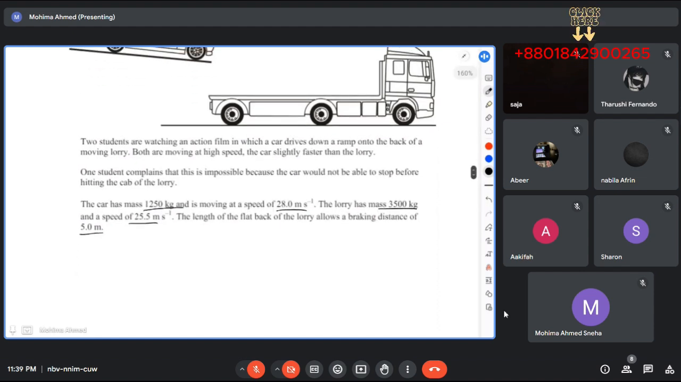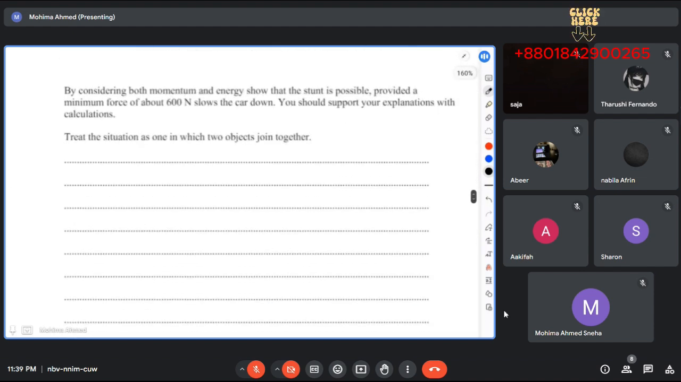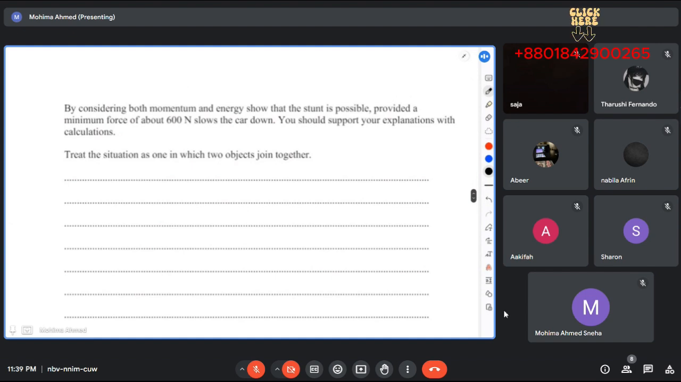Using all this information, they are asking that by considering both momentum and energy, show that the stunt is possible, provided a minimum force of about 600 newtons slows the car down. You should support your explanations with calculations. Treat the situation as one in which two objects are joined together. They're also saying that obviously this is the scenario 3, right?